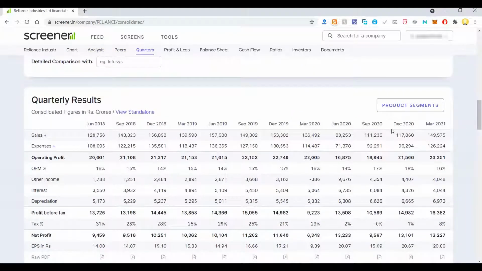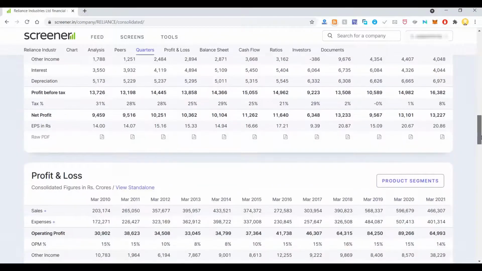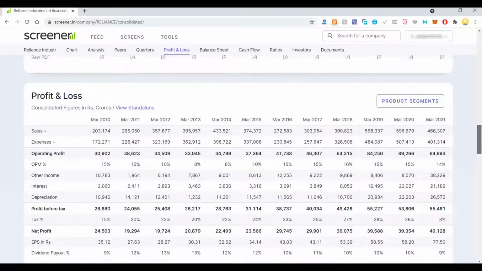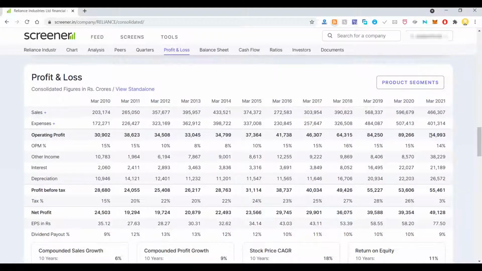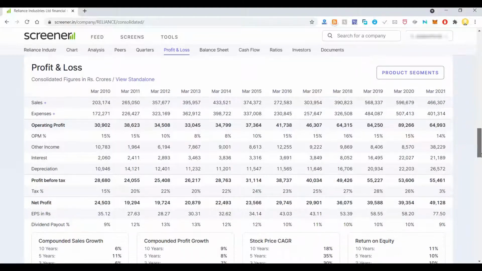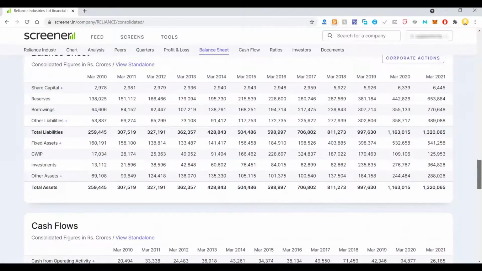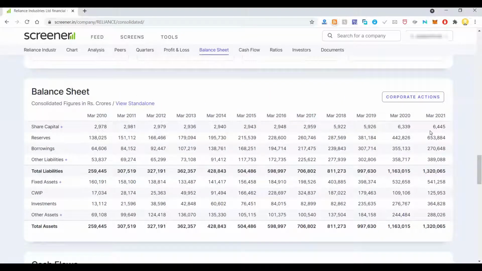Now you can see the quarterly results. So if you see here, compared to December 2020 quarter, the operating profit was 21,566 crores. So here 23,351 crores is the profit. You can see all those in details, and you can see profit and loss. Operating profit stands at 64,993 for the March 2021. Then we have the balance sheet of the company, where it shows you the reserves it has, the borrowings, the liabilities it is having. All those information is shown here.